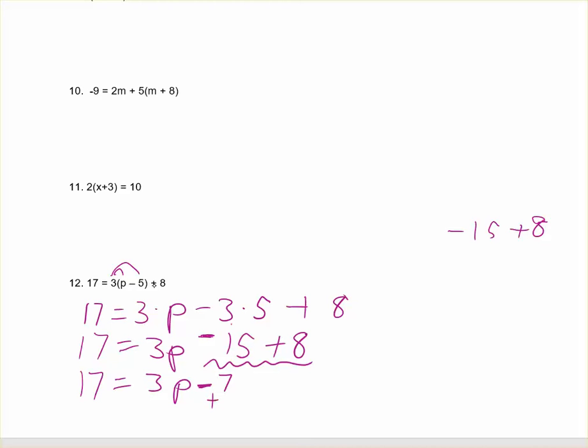Next, I need to undo the minus 7, so I will add 7 to both sides. 17 plus 7 is 24. I only have the 3p left. And all I have to do now is solve for p. So I have 24 equals 3 times p, and the last step would be to undo multiplying by 3, which means you would divide by 3. So do that last step and find out what do you get when you take 24 divided by 3, what will p be equal to?